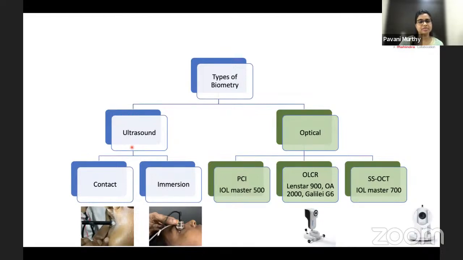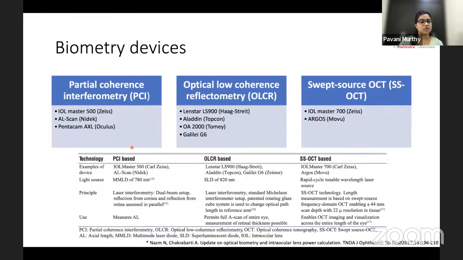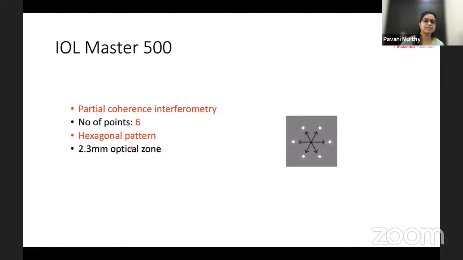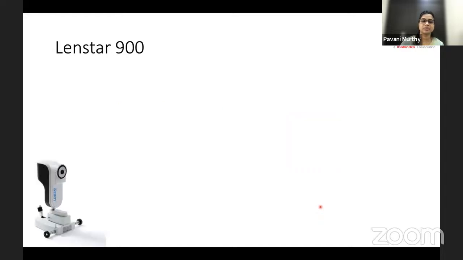Coming to optical biometers, there are three different types depending upon the technology they use: partial coherence interferometry, optical low coherence reflectometry, or swept source OCT. IOL Master 500 is an example of partial coherence interferometry. It measures around 6 points in a hexagonal pattern within an optical zone of 2.3 millimeters. It gives us axial length with accuracy, keratometry with average accuracy, and ACD and white-to-white measurements.